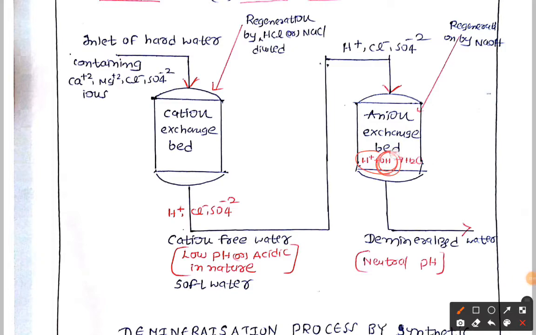This OH minus ion comes from the anion exchange bed. We have H+ from the cation exchange bed and OH minus from the anion exchange bed, and together you get water. Now I hope you understood.